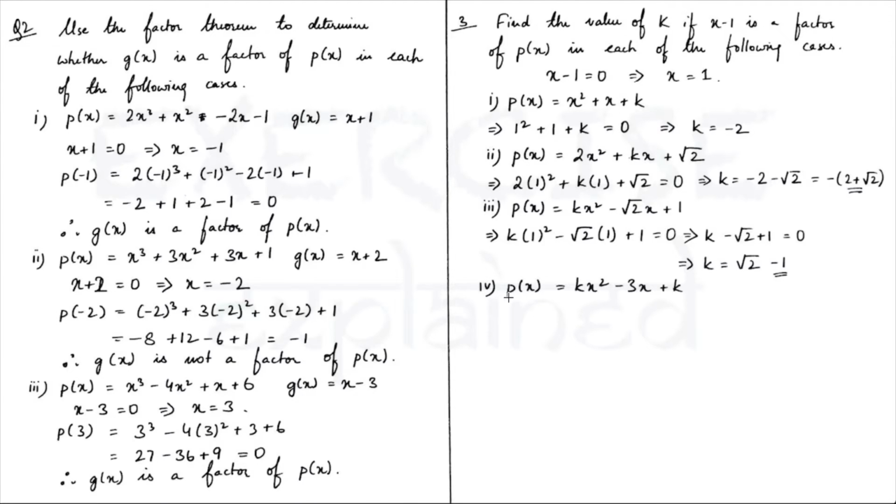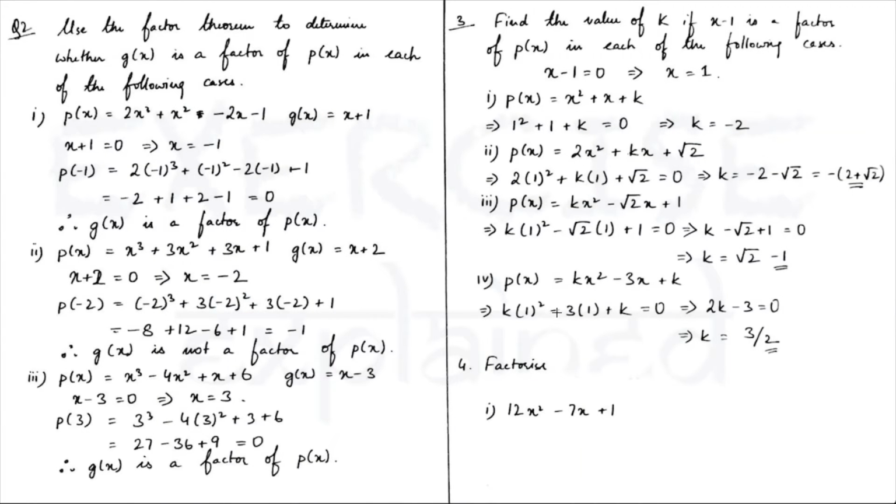Coming to the next one, p of x is equal to kx square minus 3x plus k. Again, I'll be putting x as 1 and we'll be equating it to 0. So k into 1 square minus 3 into 1 plus k. So k into 1 square gives us k only, minus 3 into 1 gives us minus 3, plus k. So k and k added together gives us 2k, and minus 3 remains as minus 3, is equal to 0. Minus 3 goes to the other side, becomes plus 3, and 2 goes to the other side, becomes divided by 2. So we get k is equal to 3 by 2.